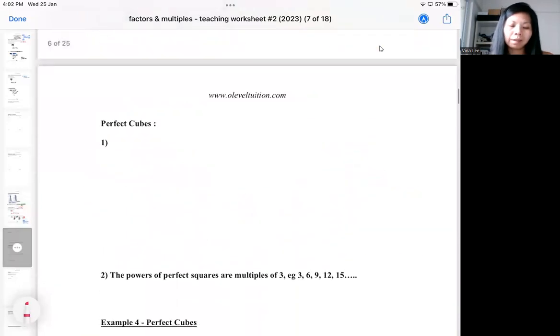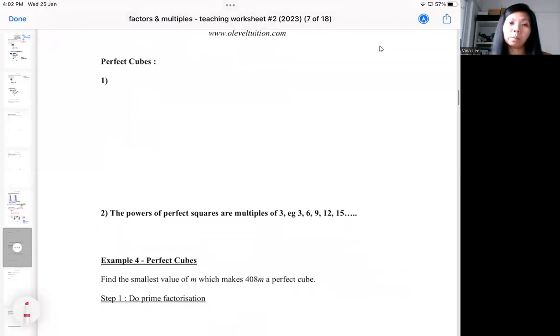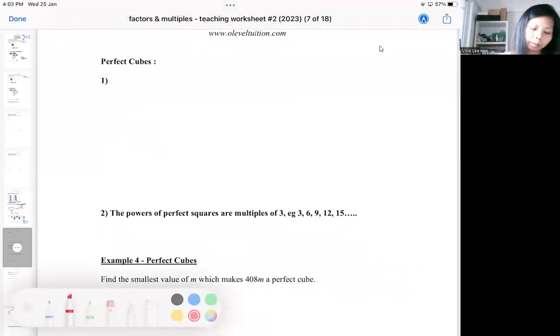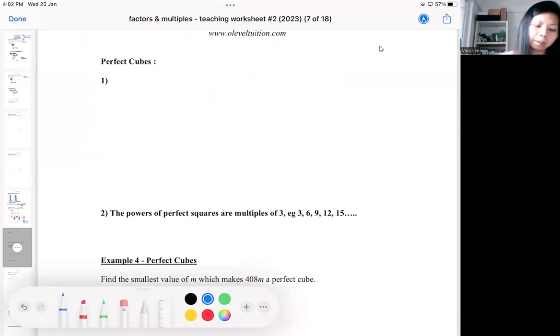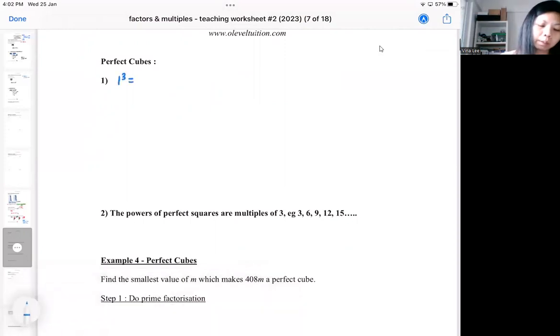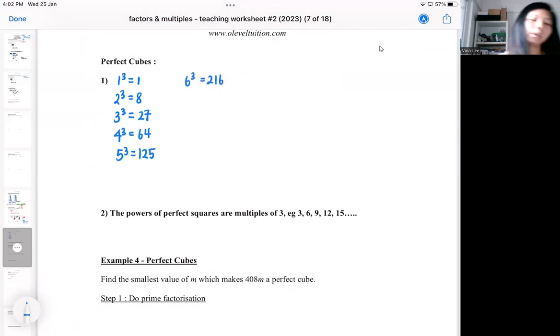So here comes the idea of perfect cubes. So what are perfect cubes? Perfect cubes are numbers like 1 cube means 1 times 1 times 1. 2 cube means 2 times 2 times 2. 3 cube means 3 times 3 times 3. Okay, 4 cube means 4 times 4 times 4. So you can just punch the calculator. The numbers will be quite big because you are multiplying 3 times.